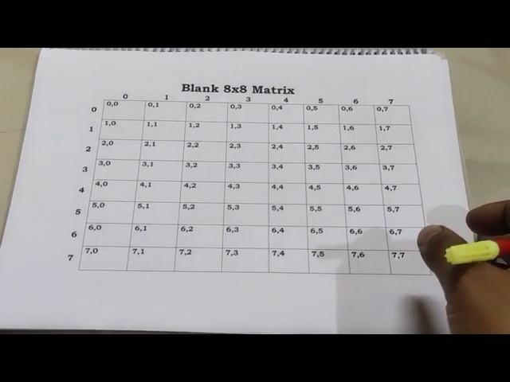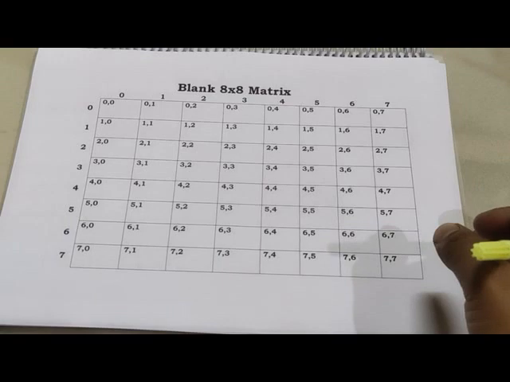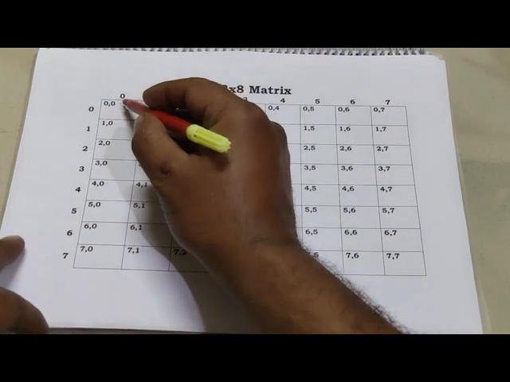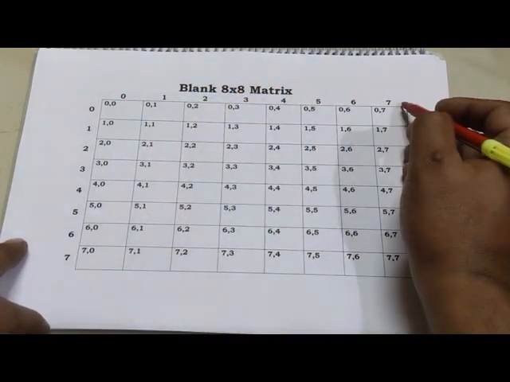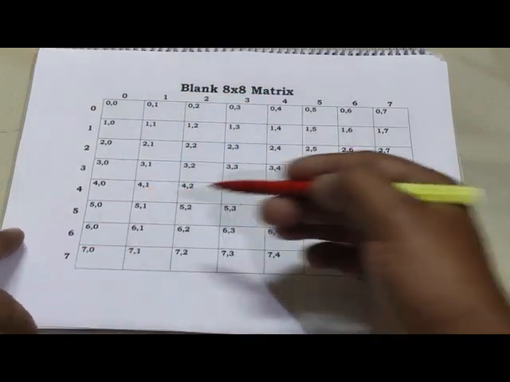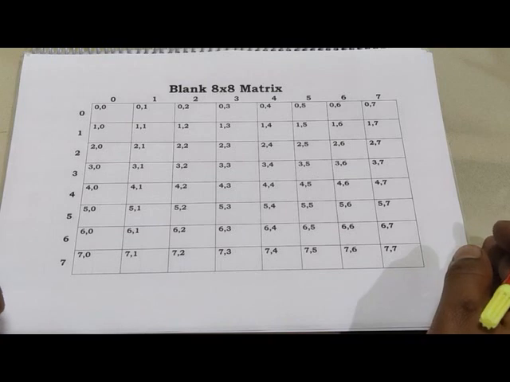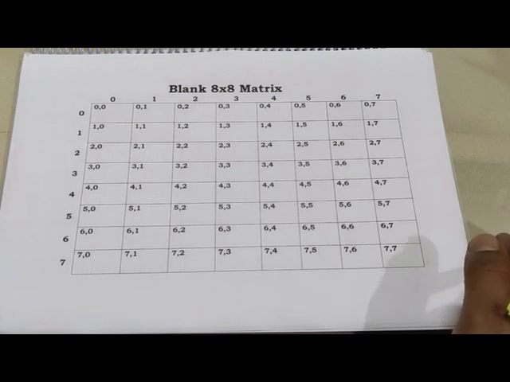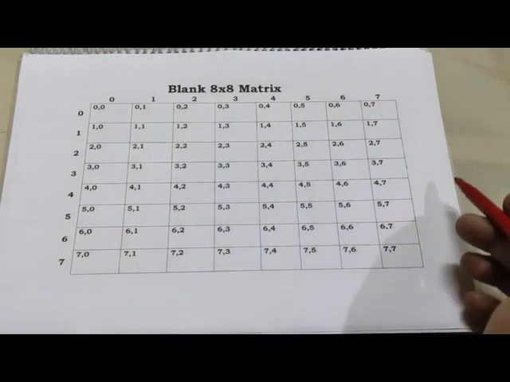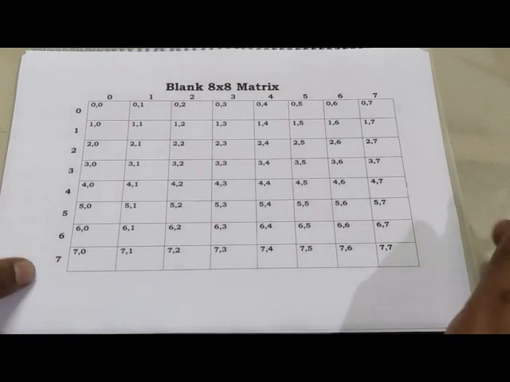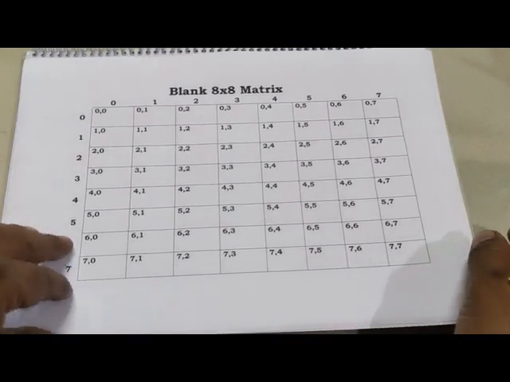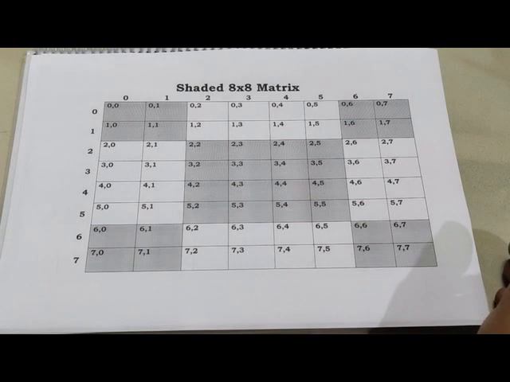Now once again I have prepared a blank 8 into 8 matrix sheet, you can see over here, and once again I have written the column indices and the row indices, which currently will not be of any use. However, when we go for the programming part, we are going to use it. Now this time once again I will be showing you the shaded portion. Look at the shading, slightly different from the 4 into 4 matrix.